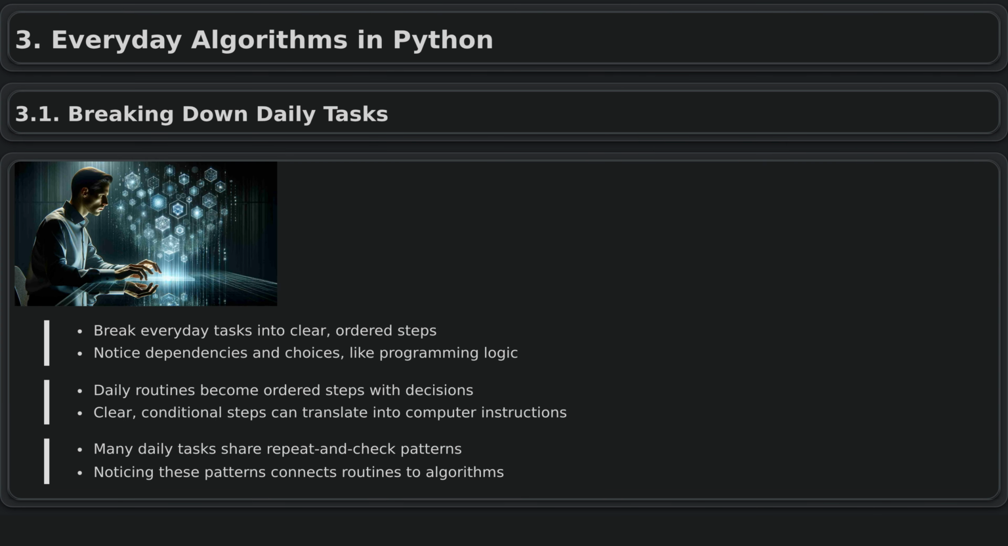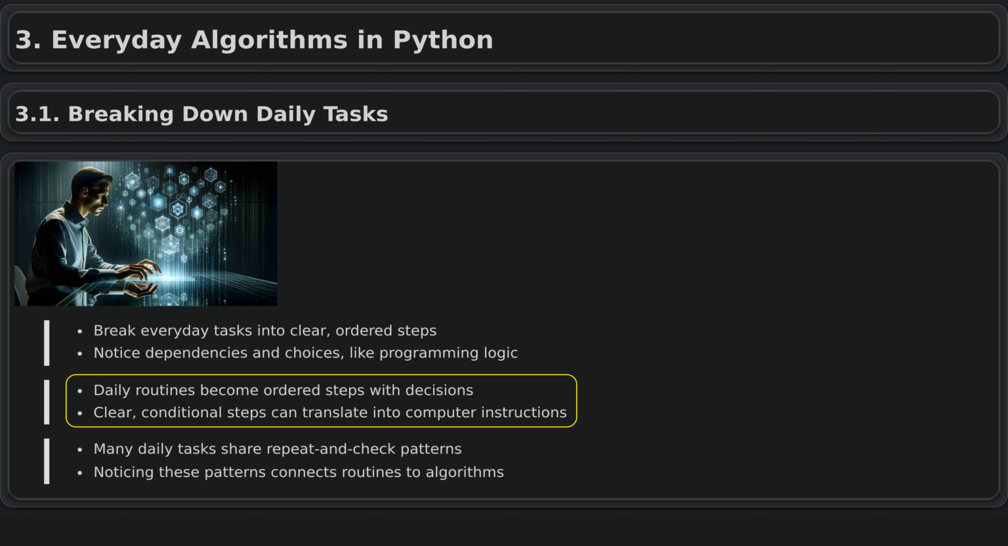Everyday algorithms in Python, breaking down daily tasks. You can understand algorithms by thinking about a simple task like making tea. You follow a clear sequence of steps, such as boiling water before steeping the tea, and you make decisions like whether to add milk or sugar. In programming, algorithms are expressed in the same way, with ordered steps and decision points. Noticing these patterns in everyday activities helps connect familiar processes with algorithmic thinking.